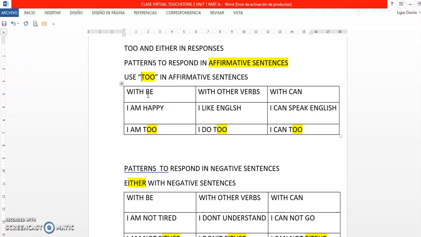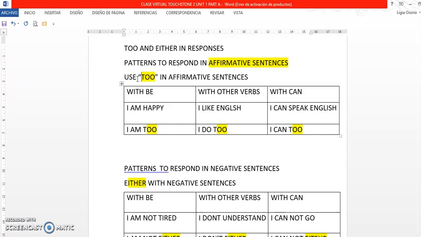Okay, in short, if you are using the verb to be, you have to use the pattern of the verb to be in your response. "I am happy," "I am too." If you are using other verbs, such as like, go, play, eat, you are going to use in your pattern the auxiliary verb "do" or "does," depending on the person in the response. For example, "I like English," "I do too," a mí también. If you are using "can," you are going to use "can" in your response, alright? For example, "I can speak English," "I can too," okay?